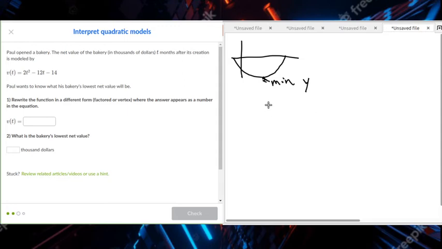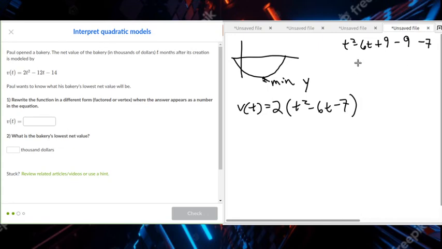So again, we should put it into the vertex form. So V of t is equal to 2 times t squared minus 6t minus 7. This is looking really familiar again. And I'm going to take that out, and then we can do the same thing that we did last time. t squared minus 6t, and then minus 7. We've got plus 9, just like we had last time, and minus 9. So we've got t minus 3 squared minus 16.